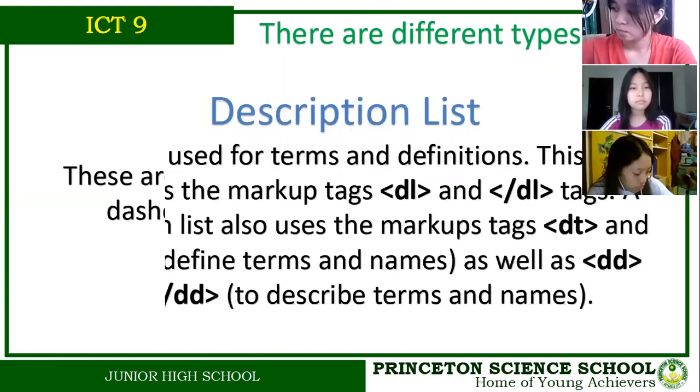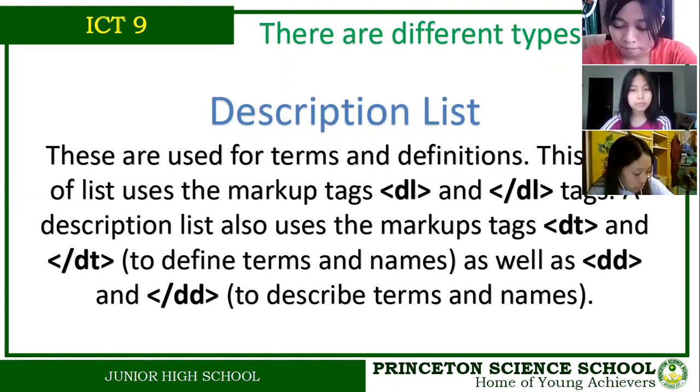Okay, so for the next one, this is the first time we encounter this. So it says here, it is the description list. So can you read this, Aguila? Gabriel? Aguila?